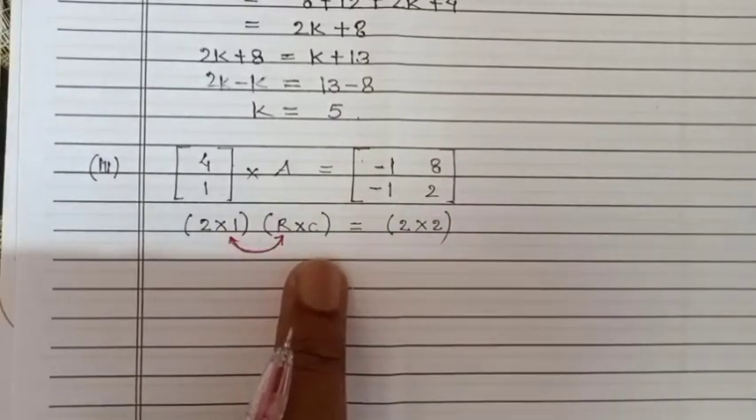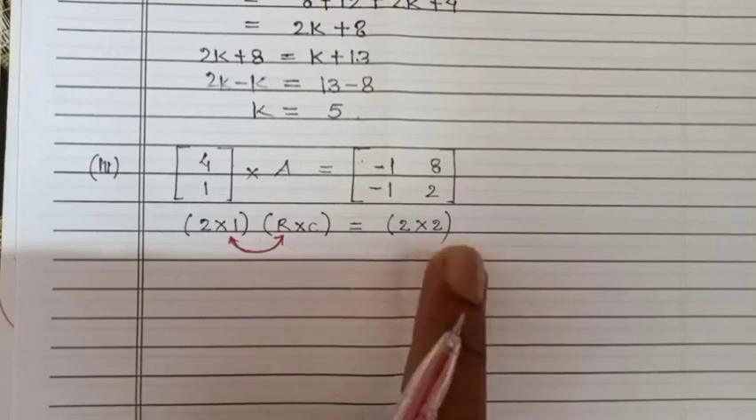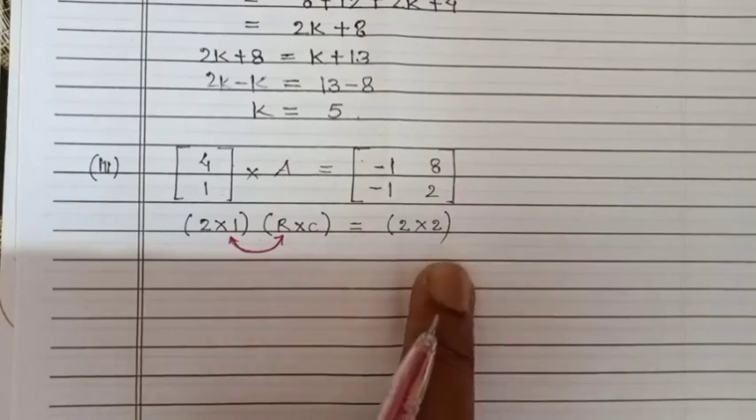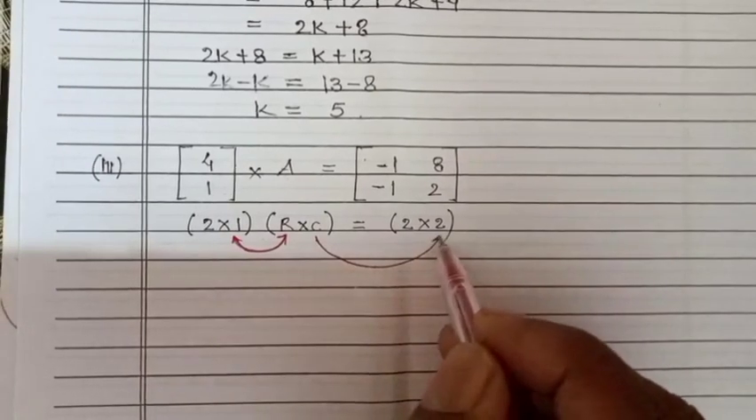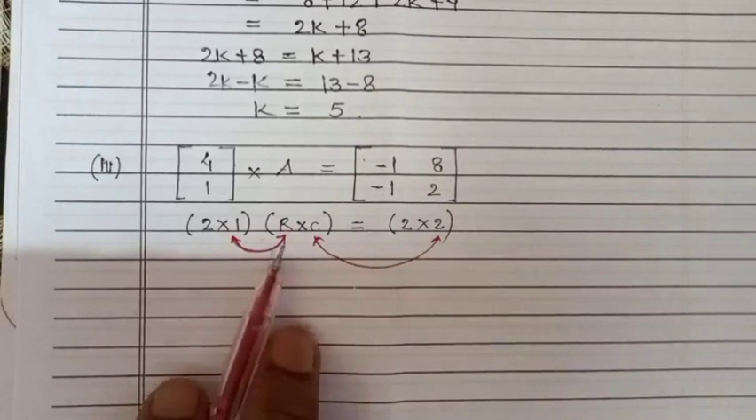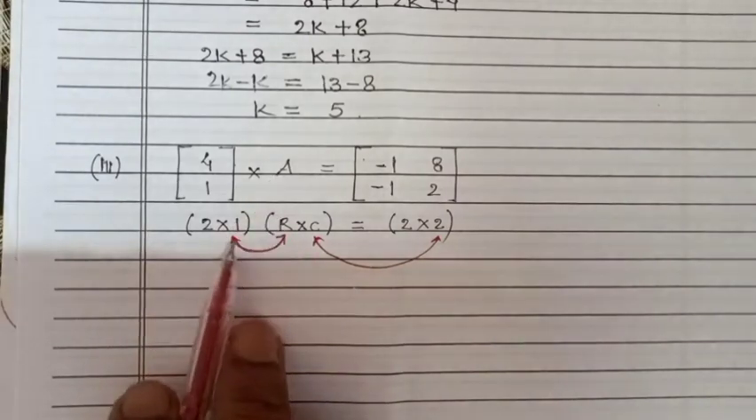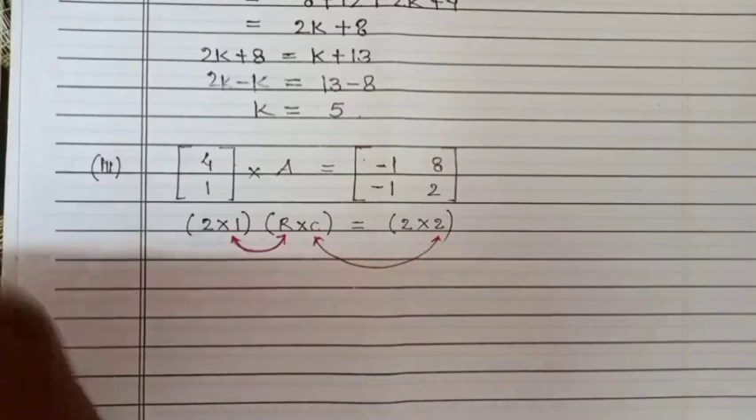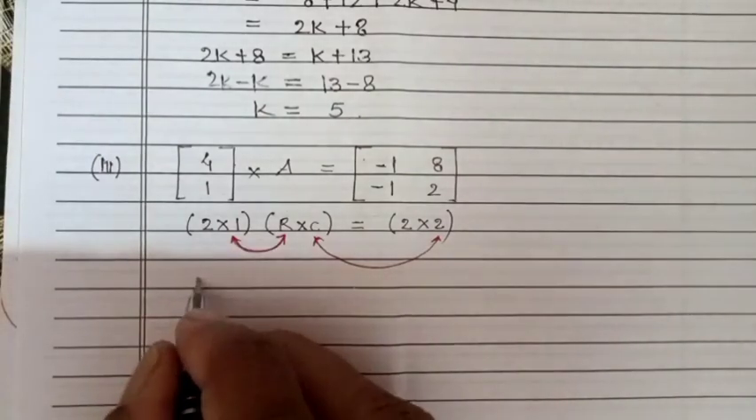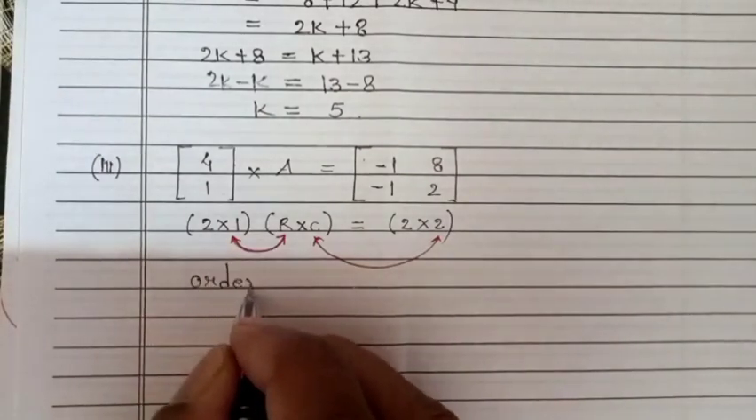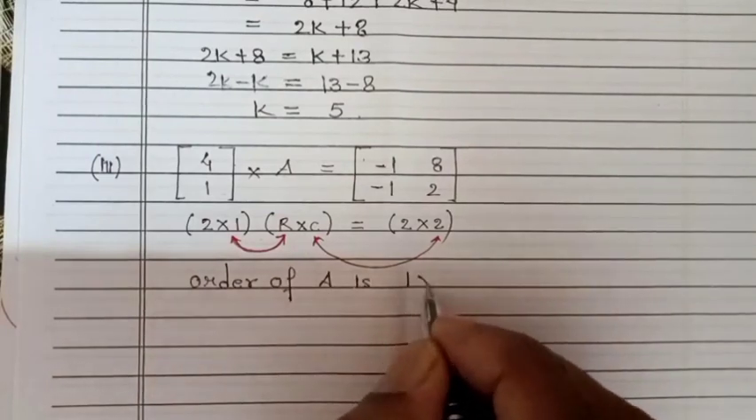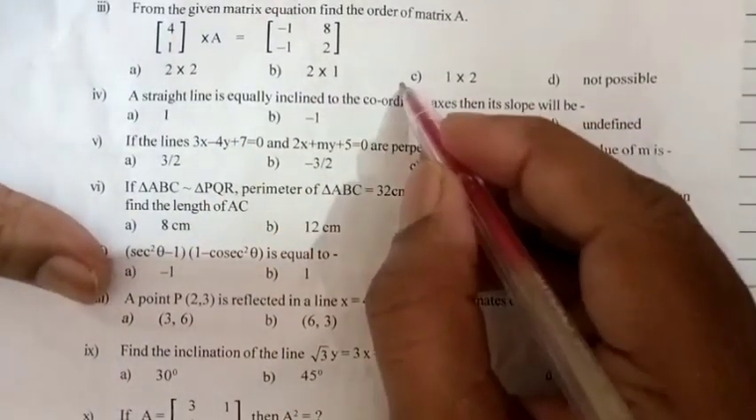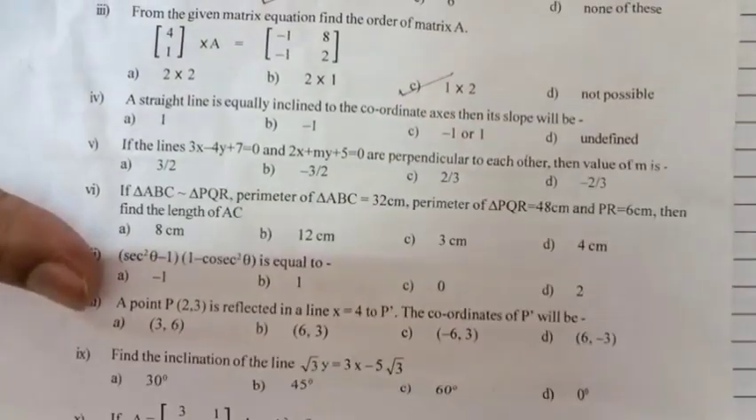Now you are left with the column, so the result for this column will be equal to the number of columns in the product. In the product, the number of columns is 2. So you can say the order of this matrix A is 1 row and 2 columns. So the order of A is 1 cross 2. In this way, we get option C, 1 cross 2.